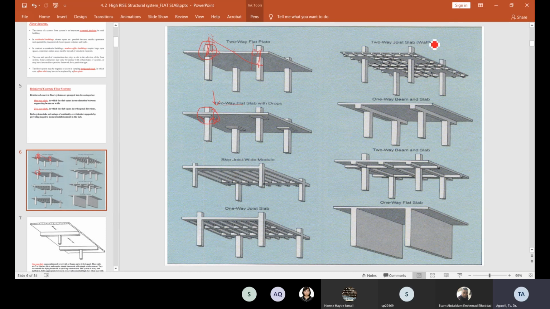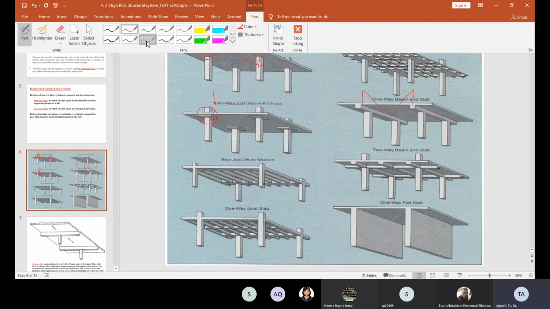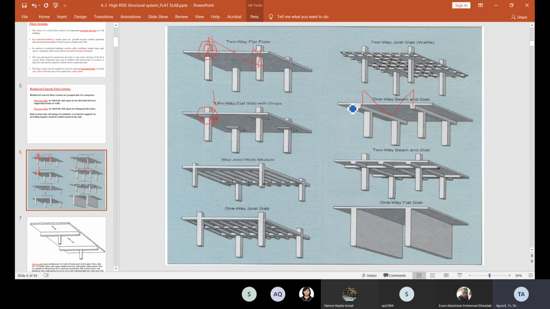Okay, and then after that two-way joist. You can see here for this waffle block, they have the small beam here, and then this is the one-way beam. So the one-way beam and slab means one-way slab. So in this case the bending moment will be like this, which means we need to provide the reinforcement bar along this direction only. So you need to provide the rebar, the steel bar, inside this direction only.